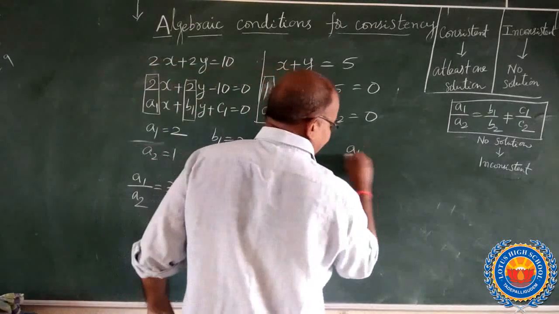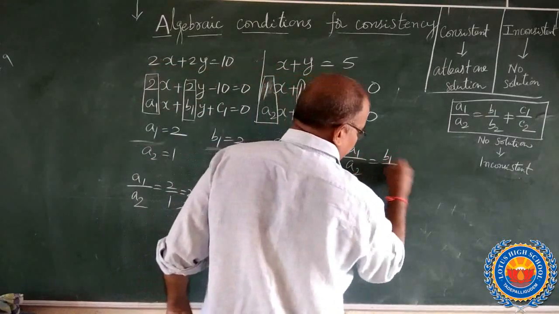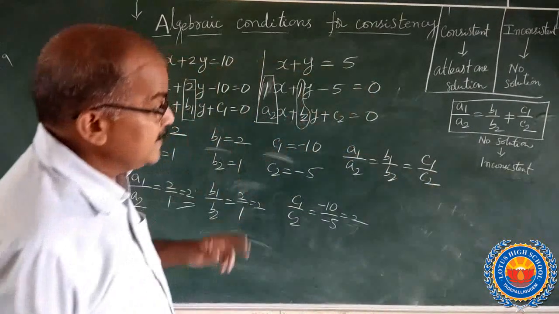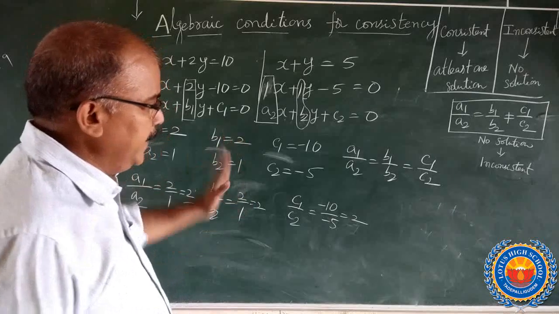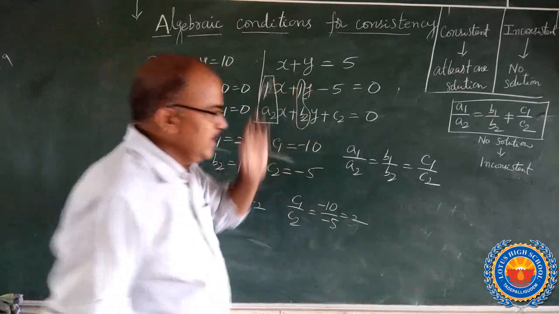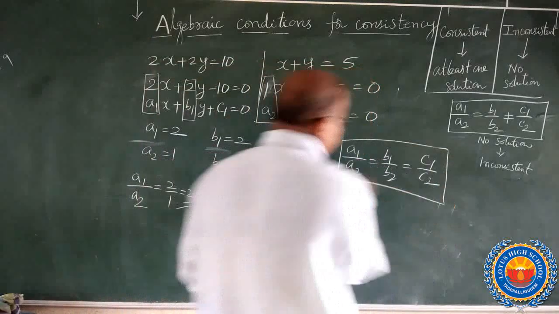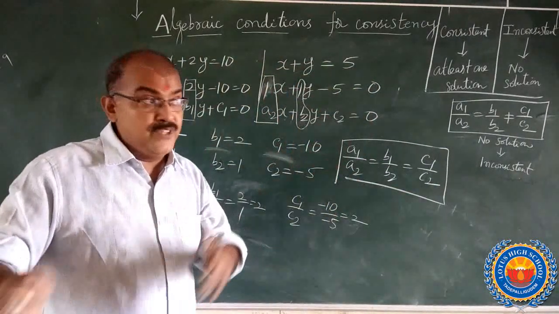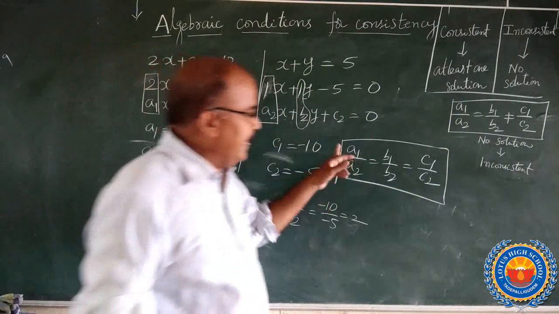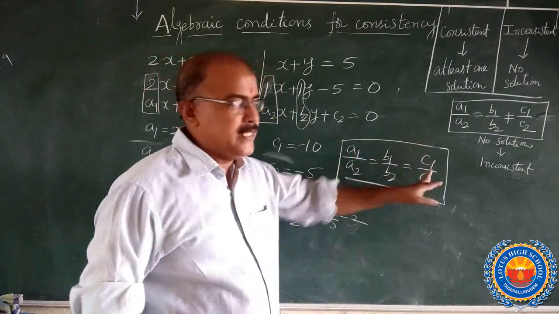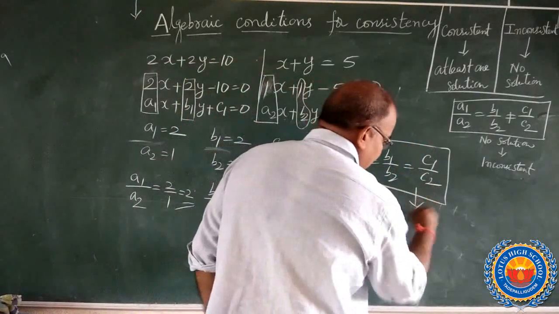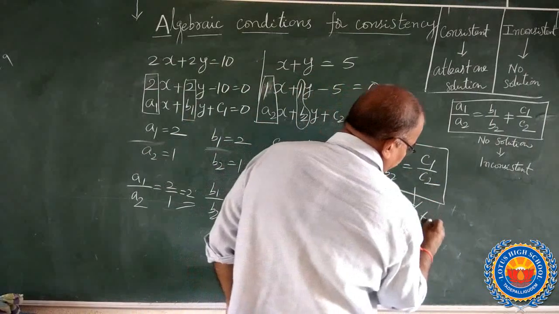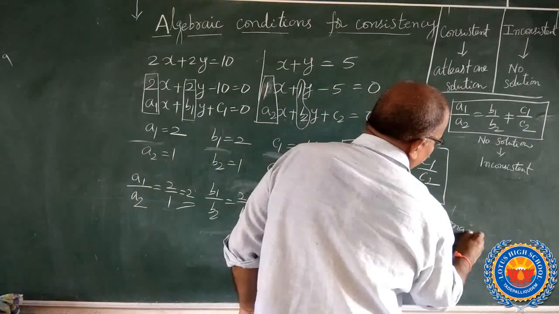Finally I got a1 by a2 is equal to b1 by b2 is equal to c1 by c2. Just now I said that in these two examples before, we got 0 is equal to 0, which is true. That's why here I can write a1 by a2 is equal to b1 by b2 is equal to c1 by c2. This condition is nothing but infinitely many solutions.